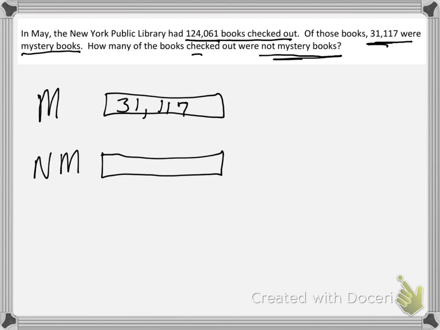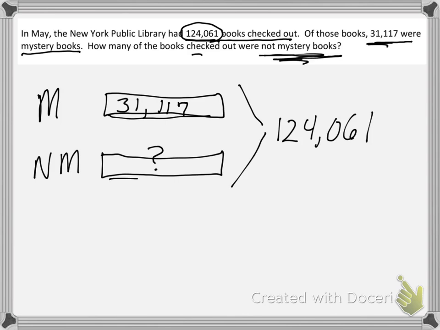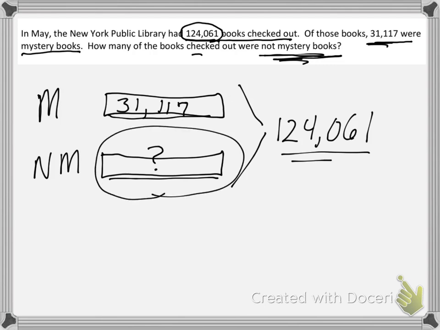And if we continue to read on, they want to know how many were books that were checked out that were not mystery books. So we don't know what the value of this tape is, because those were the not mystery books. They want to know how many were checked out of those. But this big number up here is the total. So we're going to put that total over here, 124,061. This tape and this tape both together equal this total amount. So we need to find out this missing value.